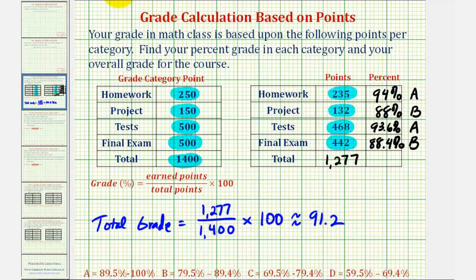Which is good news because that means the percent for the course would be 91.2%. So the overall grade in the course, based upon this scale, would be an A. So that should be good news.